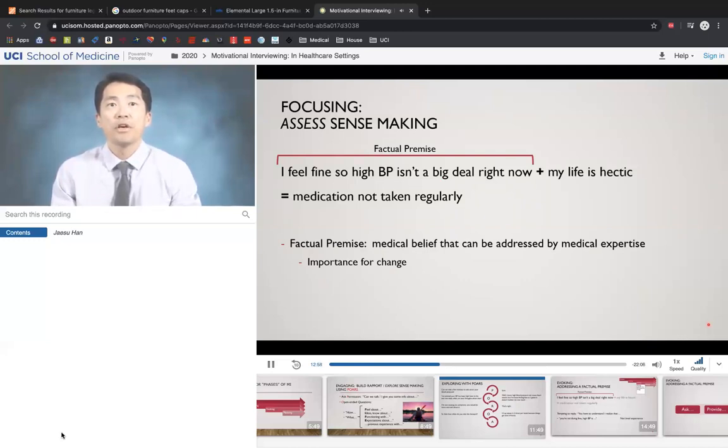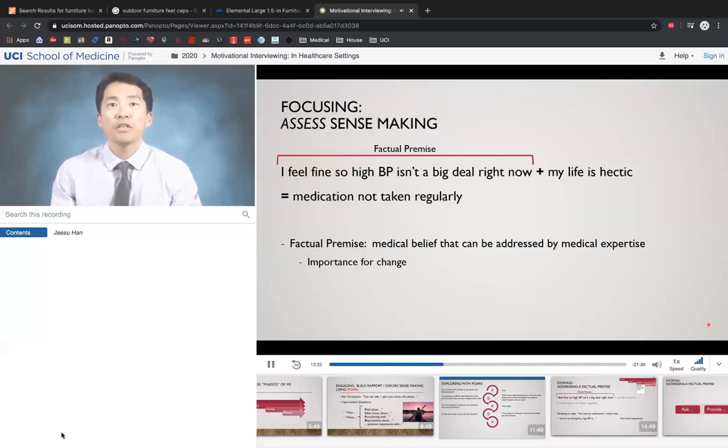The first is what we call a factual premise, and that is a medical belief that can be addressed by medical expertise. The patient feels fine, so doesn't think the high blood pressure is a big deal, and we can address that with information. And if we're able to do that effectively, we can essentially increase this patient's perception of importance for change, in this case, taking the medication more regularly.